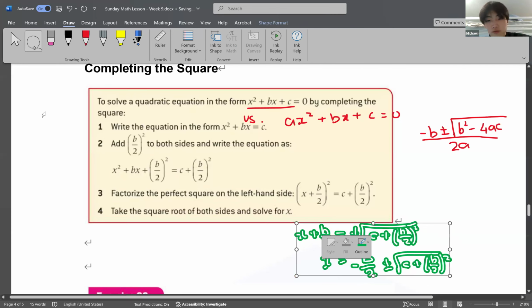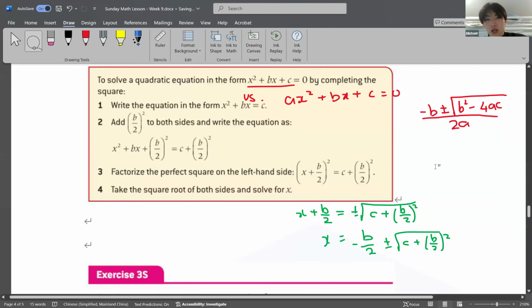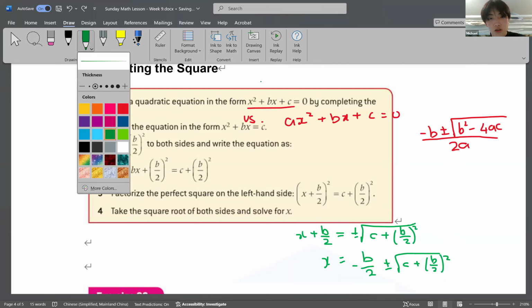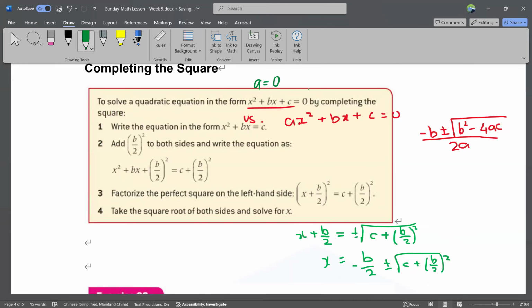All right, so let's try something here. We know this is the formula for the general case, right? But right now here we have a equals 0. Yes? Right?